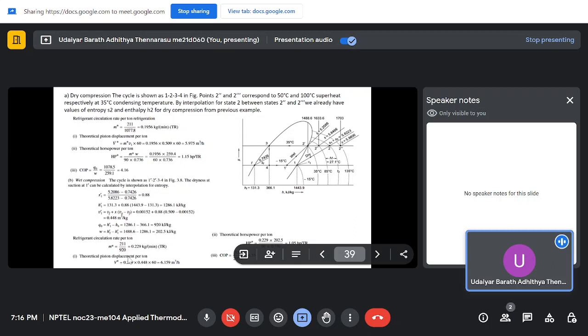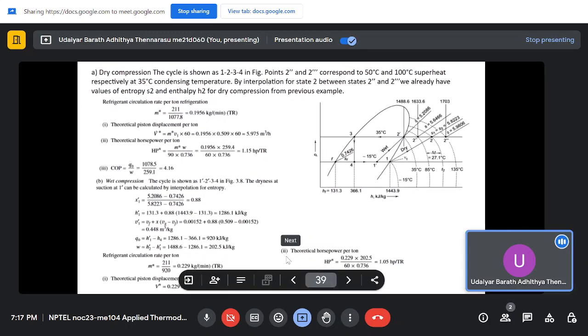Theoretical piston displacement per ton is similarly m dot into V. So m dot is 0.229 into specific volume, which we calculated as 0.448, into 60. It will come out to be 6.159. So now we need to calculate the COP.